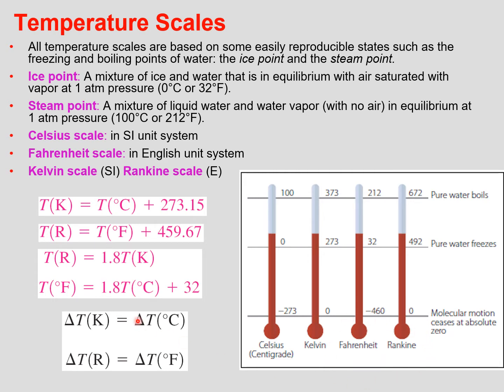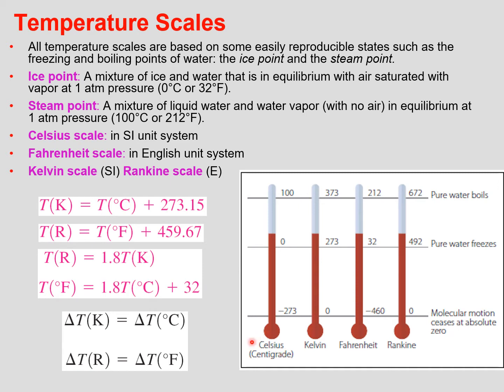So first of all, let's understand what the ice point is. A mixture of ice and water that is in equilibrium with air saturated with water vapor at 1 atmosphere. The ice point is 0 degrees C or 32 degrees Fahrenheit. The steam point is 100 degrees C or 212 degrees Fahrenheit. So that sets those scales.